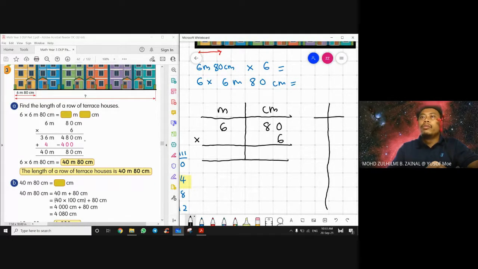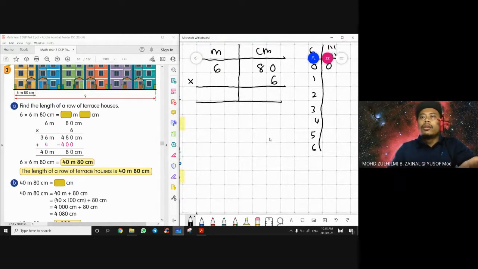8 value. 0, 1, 2, 3, 4, 5, 6, 7, 8. Okay, then kita buatlah continue. 6, 12, 18, 24, 30, 36, 42, 48.